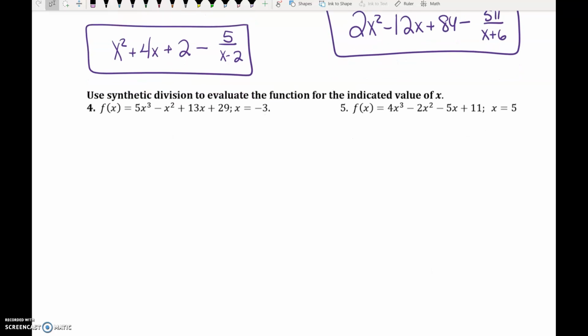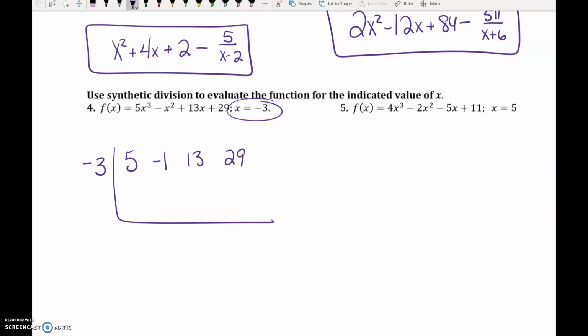Setting up the synthetic division for evaluating is exactly the same. You still have to account for missing terms. This does not have any missing terms, so we set this up 5x cubed, negative 1x squared, 13x, 29. With evaluating, you do not put the opposite in. If we're evaluating for x equals negative 3, we're going to put negative 3 right here. This is the same thing as doing 5 times negative 3 to the third minus negative 3 squared plus 13 times negative 3 plus 29.